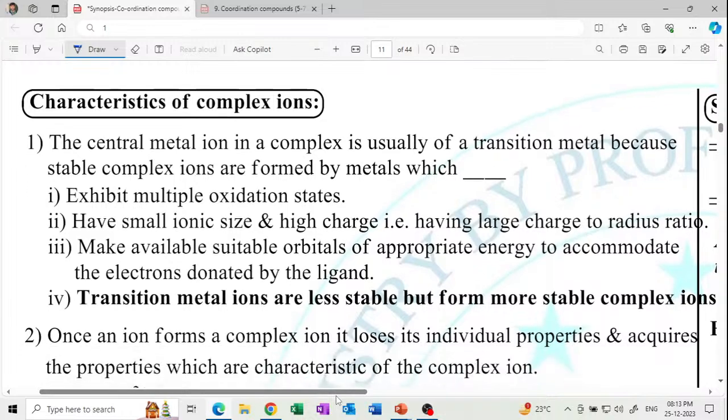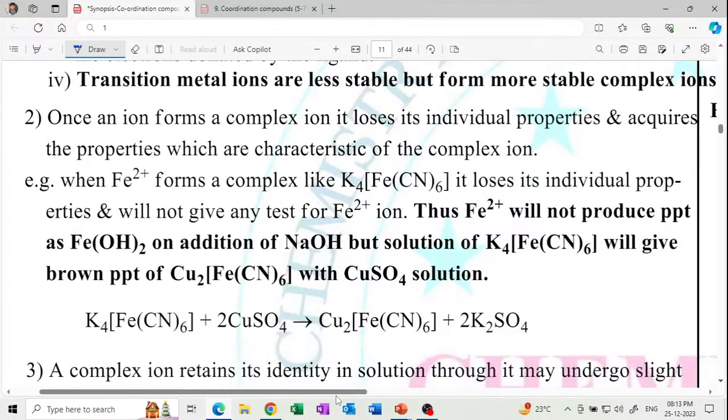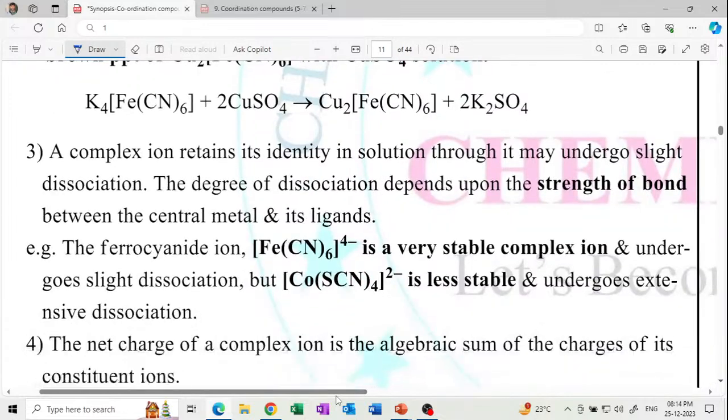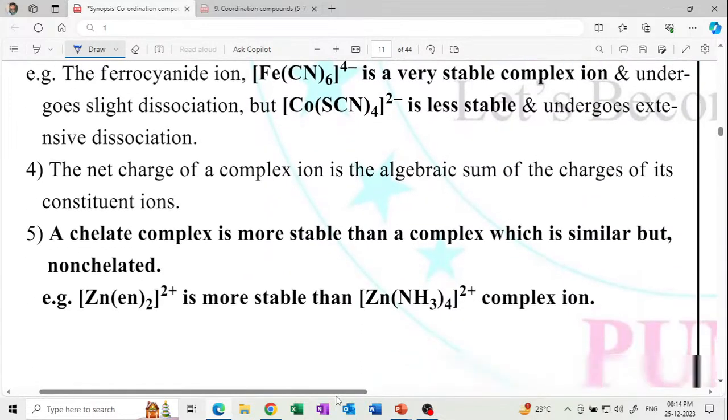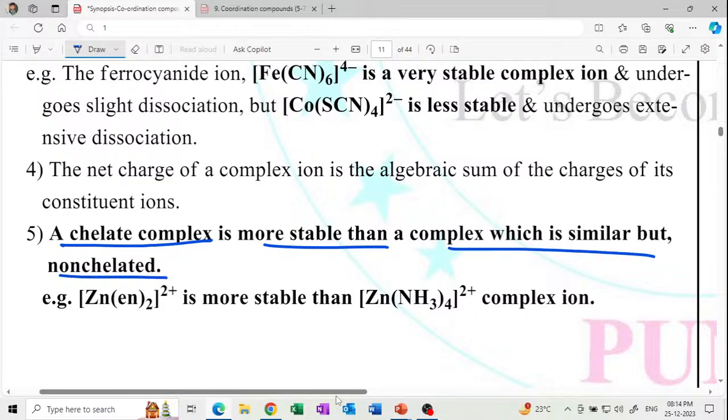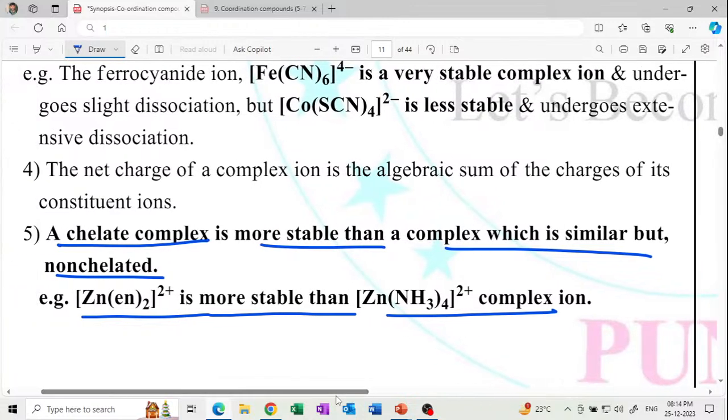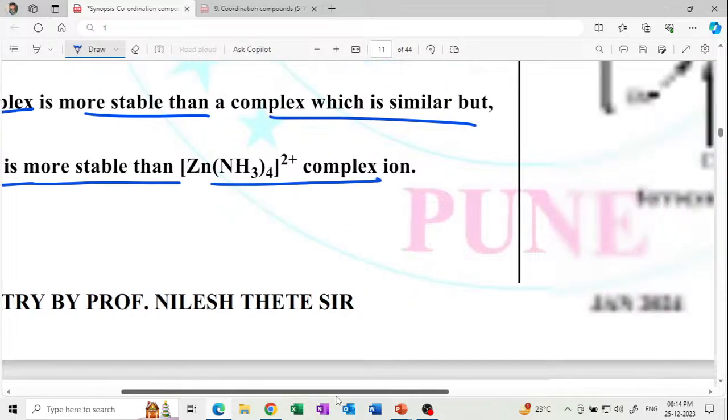Next is the coordination number and the characteristics of complex ions. Okay, this is very important. A chelate complex is more stable than a complex with similar but monodentate ligands. So the complex with en, that is ethylenediamine, is more stable because it is a chelate complex. It makes a ring, so this is stable.